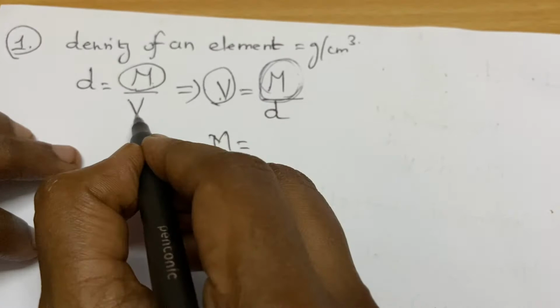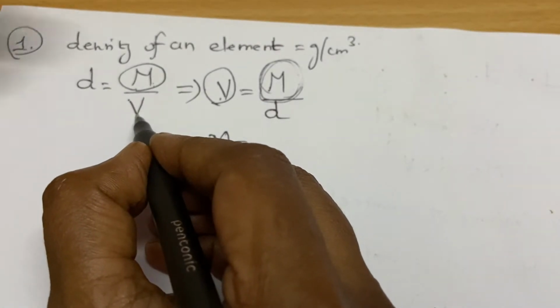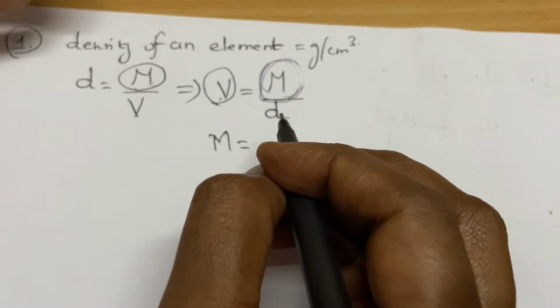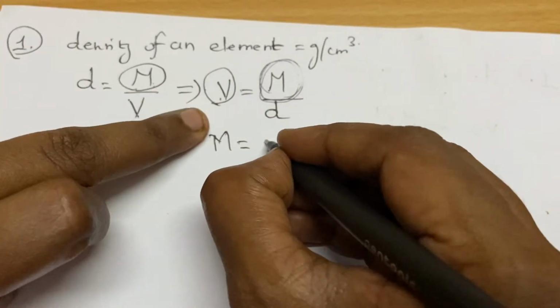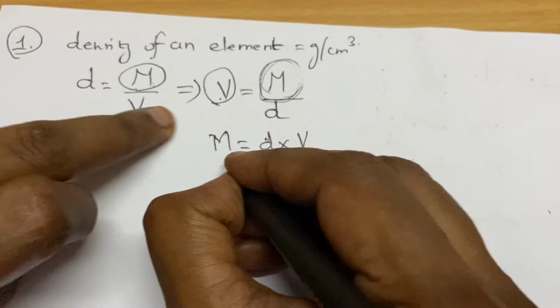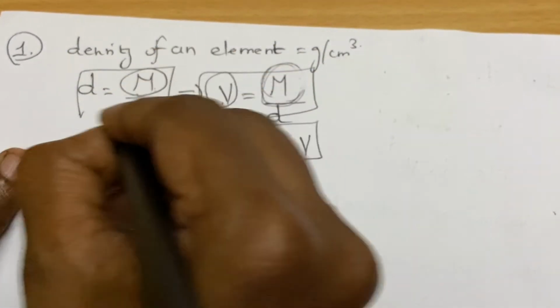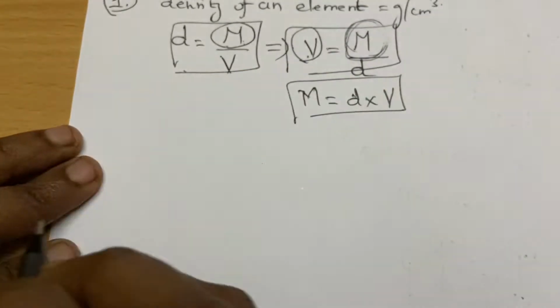Similarly, you can find out the vice versa also. If the volume of a particular element is given, you can find out the mass of that volume of the element. You have to multiply volume into density. This is the use of density.